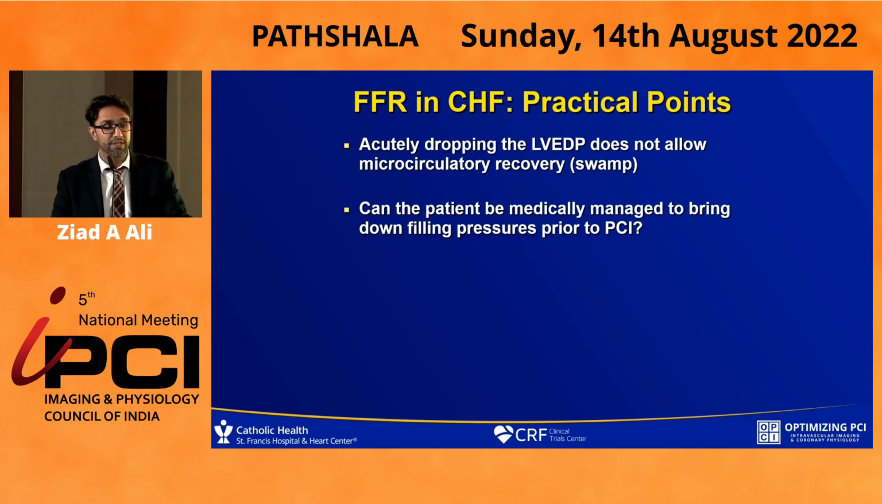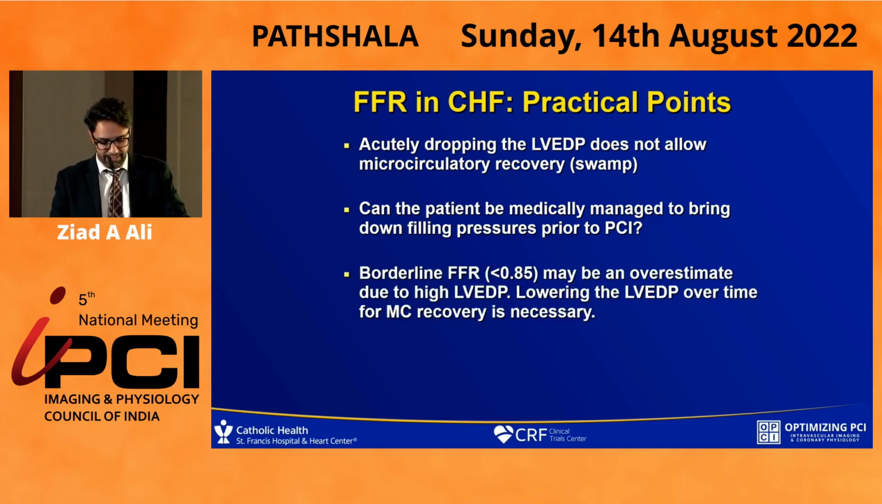Can these patients be managed medically to bring down the filling pressures prior to PCI? I think we should always do that. He got lots of hemodialysis before, and this was completely unbeknownst to me that he was having this scan. So in borderline FFRs, we may have an overestimate due to high left ventricular end diastolic pressure. Of course, this is also controversial in aortic stenosis, and lowering the LV EDP over time for microcirculatory recovery may be necessary. Thank you very much.